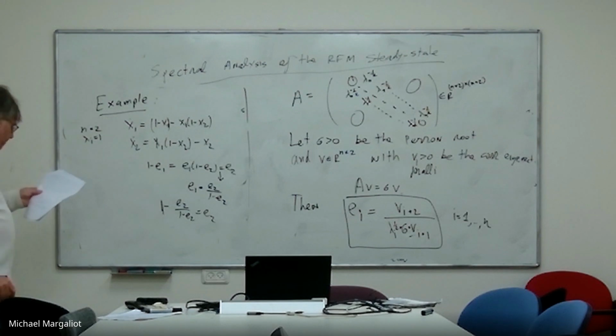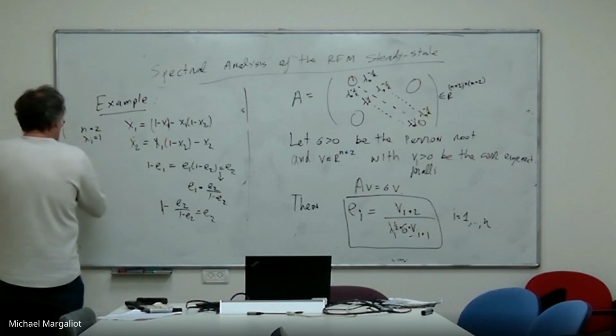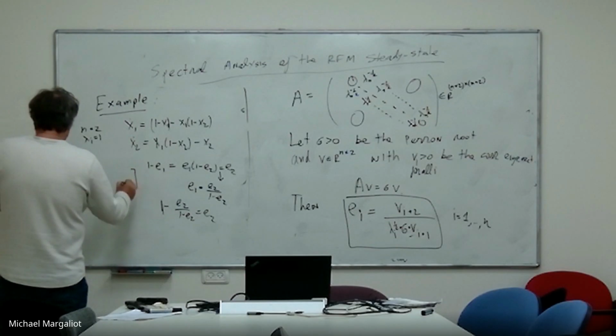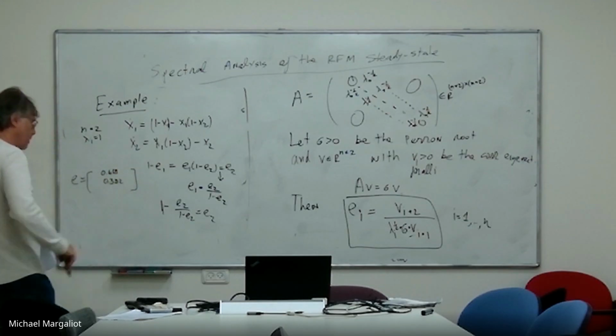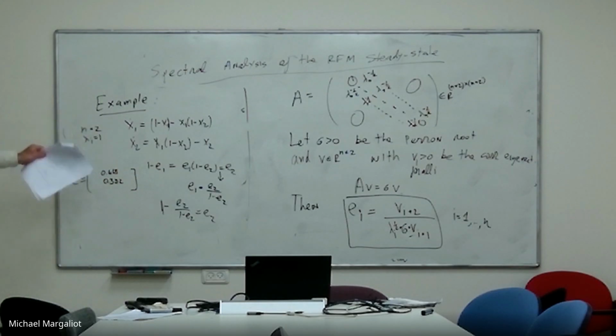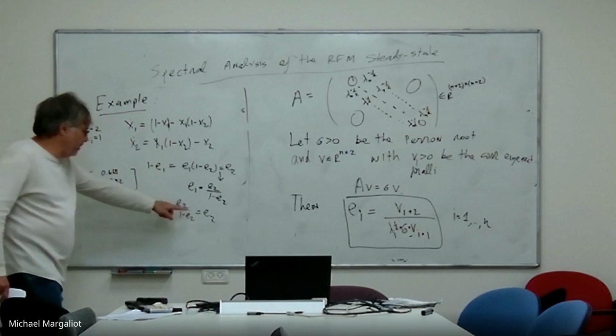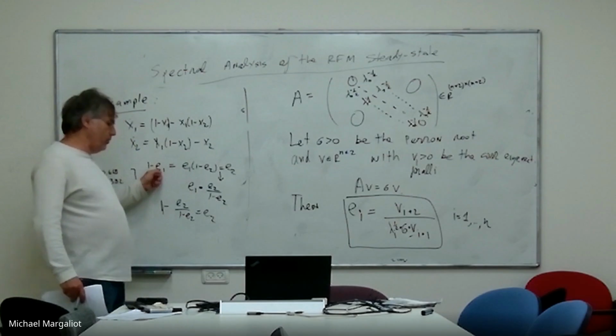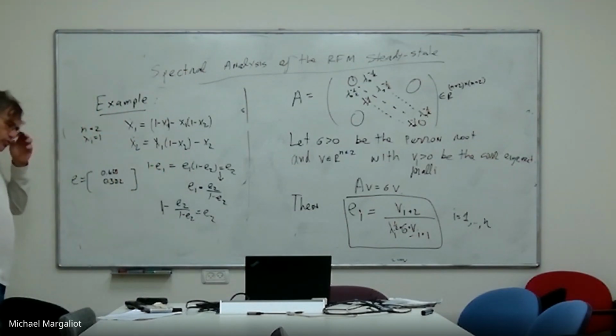And then when I solve this, I get that e is approximately 0.618, 0.382. So in this case, the equations just give me a second order polynomial. There are two solutions, by the way. But when I calculate for e_2, I go back and calculate e_1, there is only one solution in the unit cube. And this is the solution.